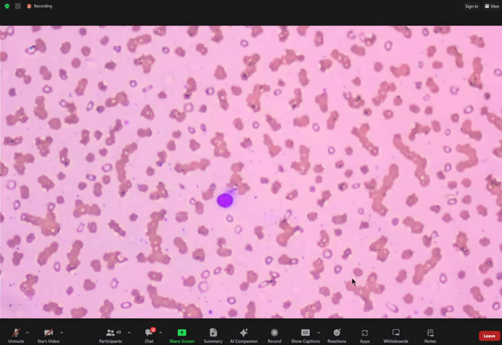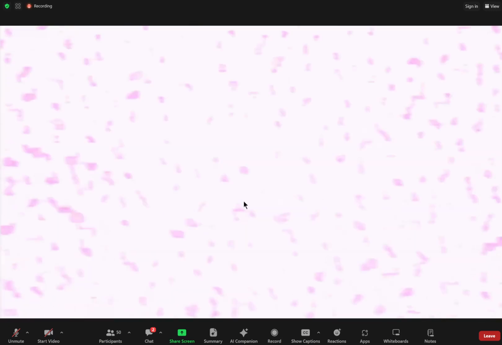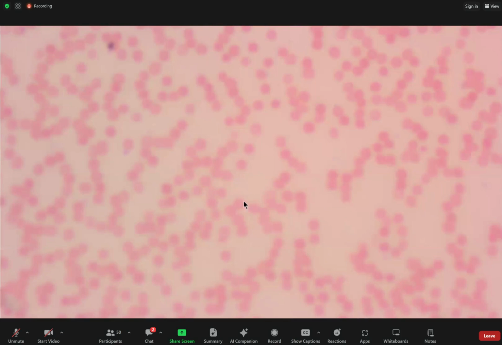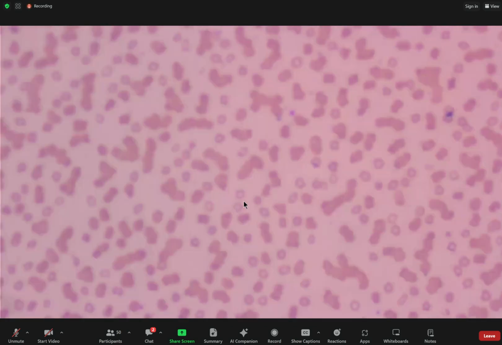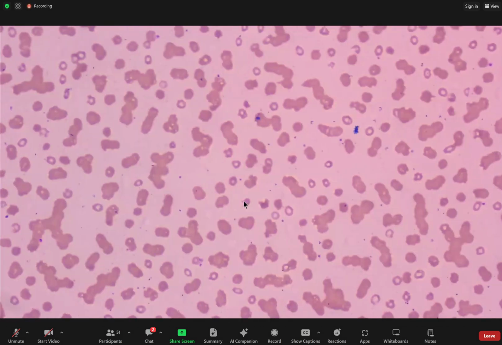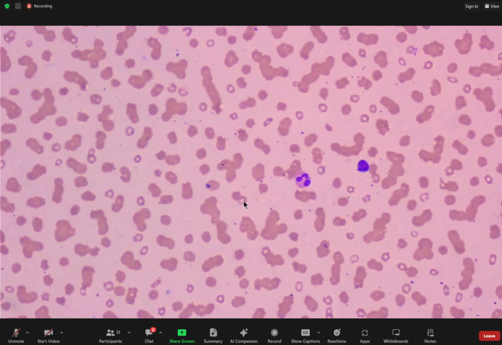So here you can see a cell with some inclusion bodies, Auer rod-like, in the cells in the peripheral blood film. Other than that, the number of plasma cells in the peripheral blood film is less than 5%. No obvious abnormal lymphoid cells seen.